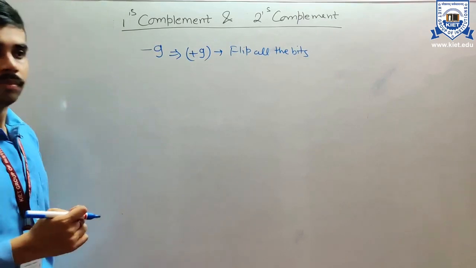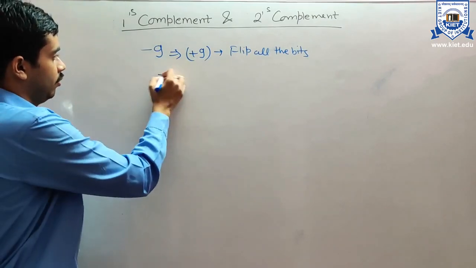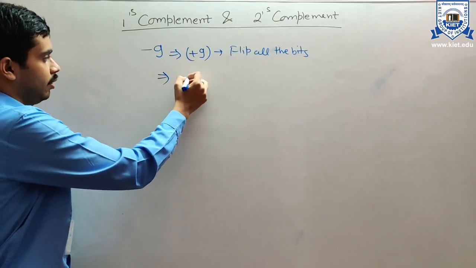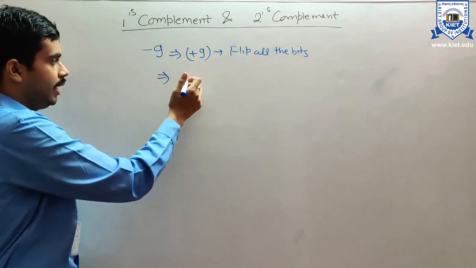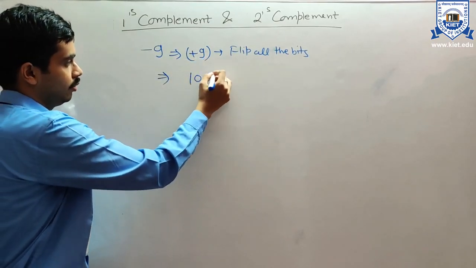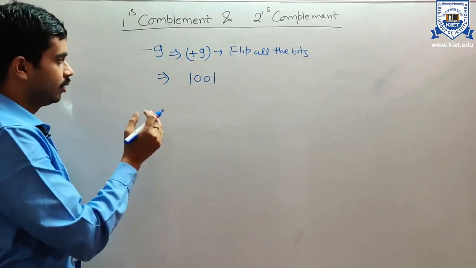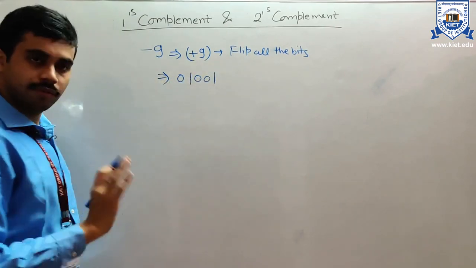But the twist is the magnitude of 9 is 1 0 0 1. We will add 1 bit here for sign purposes.